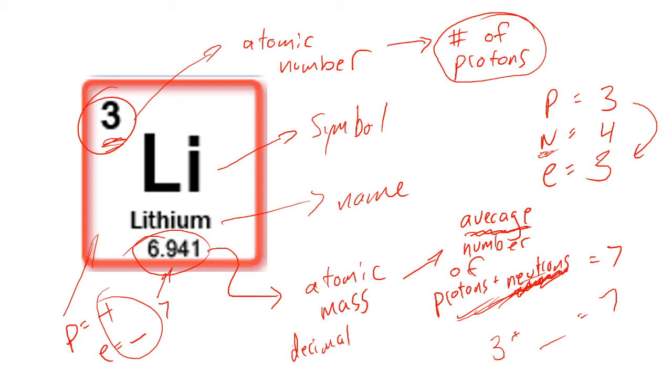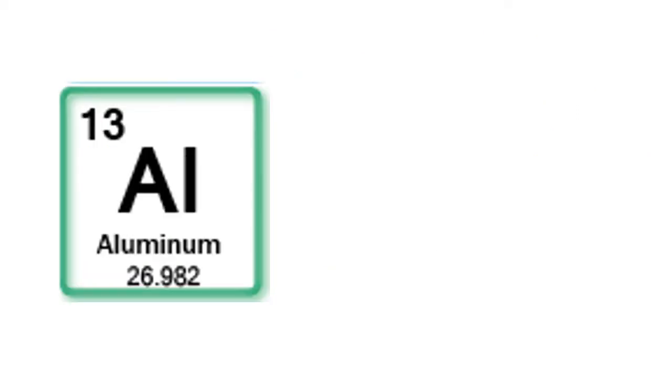Okay, let's do another one. Let's talk about your friend and mine, aluminium. Let's see if you can figure out how many protons, how many neutrons, and how many electrons are had by this wonderful and unique element. You can pause the video to figure it out now. Did you do it? Let's find out.